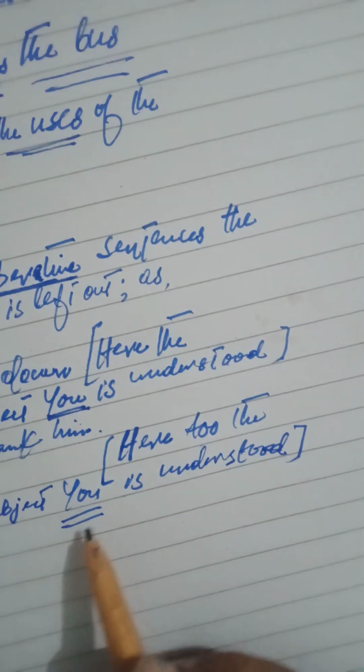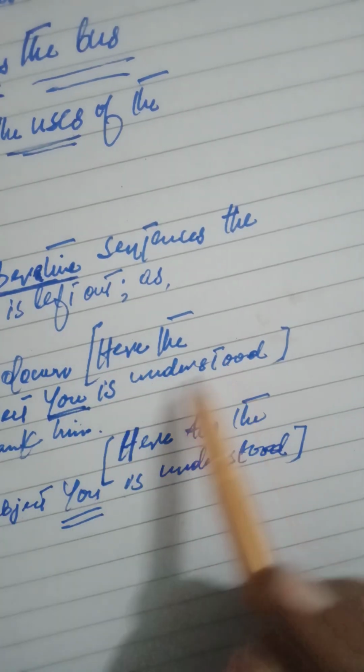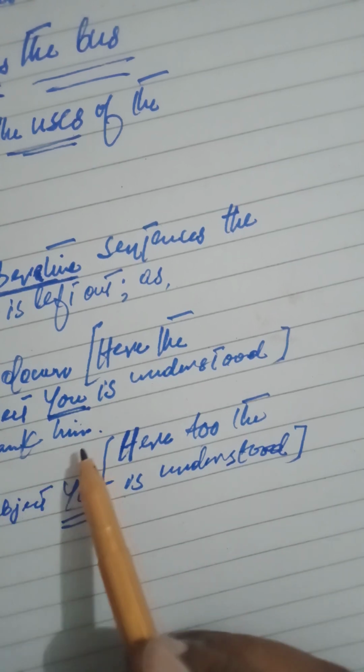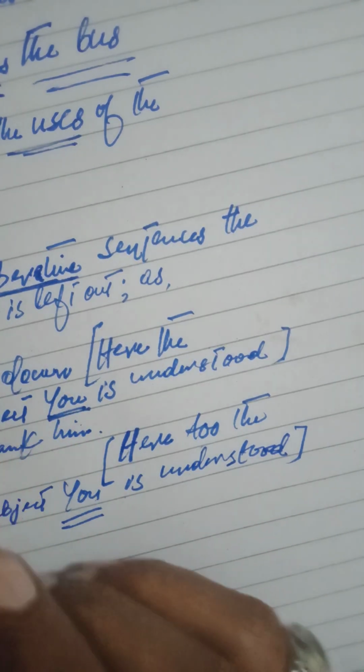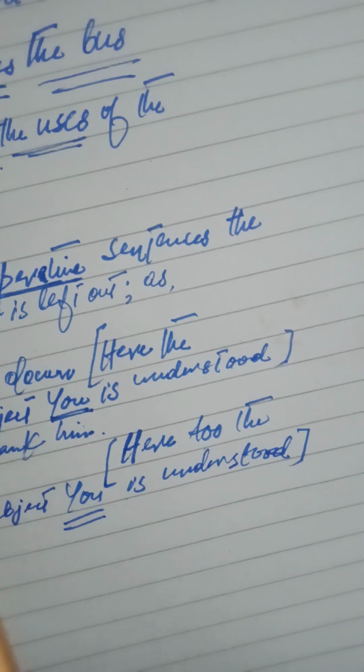So here the subject you is understood. Thank him. Sit down. So in imperative sentences the subject is left out. We did not mention the subject here at this point.